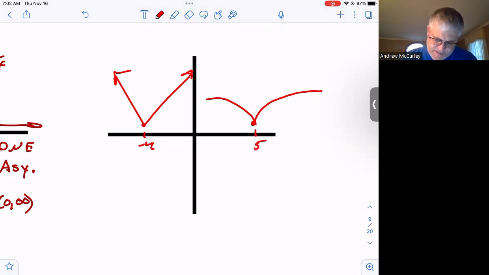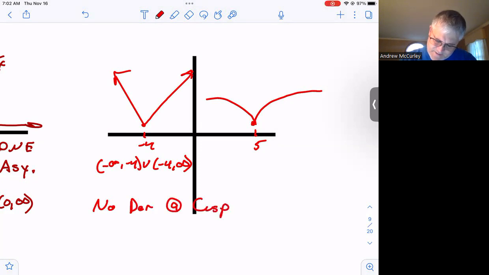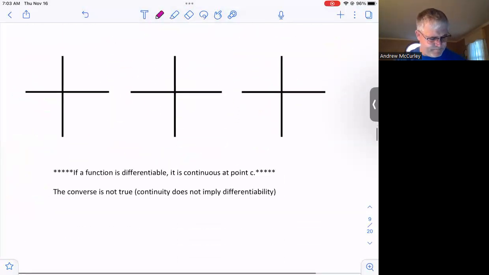For the first one, we would say again, -infinity to -4 union -4 to infinity. We would say the reason is no derivatives at cusps. We call those cusps. And it would be the same thing, not at 5 on the other one. Just doesn't work there. All right. Kind of looks like a seagull a little bit, doesn't it? All right, let's go on to the next one.